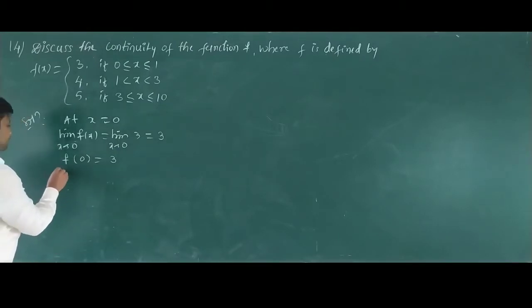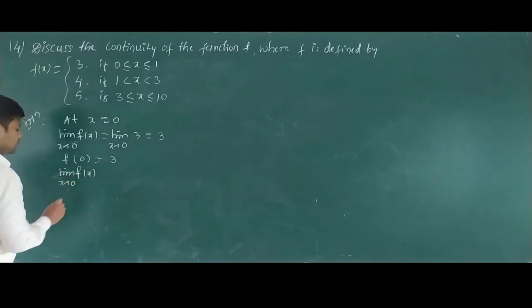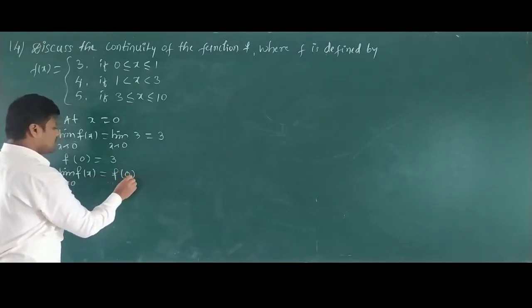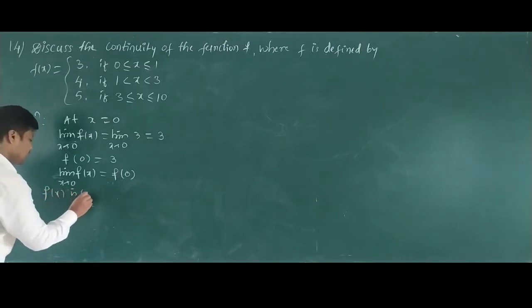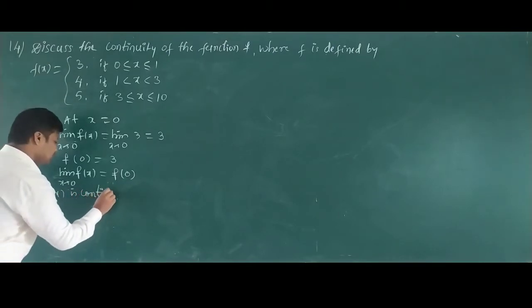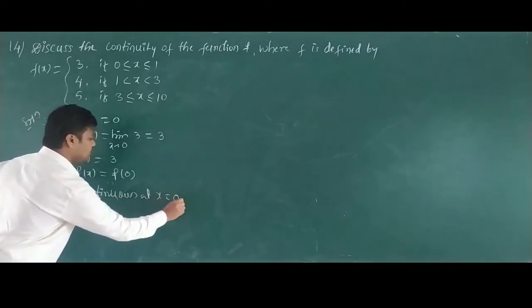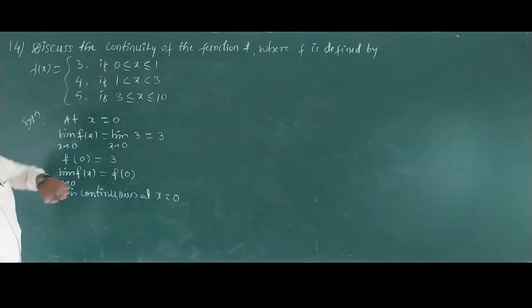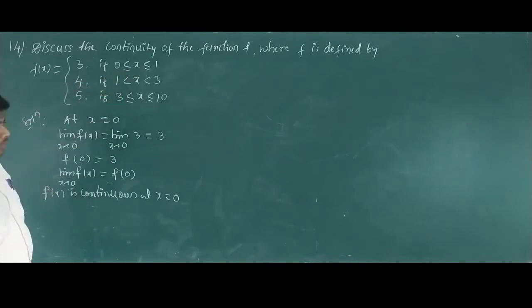So therefore, limit of f of x as x tends to 0 equals the value of the function. f of x is continuous at x equal to 0, because RHL is defined and LHL is defined at 0. Okay, next point, 1.